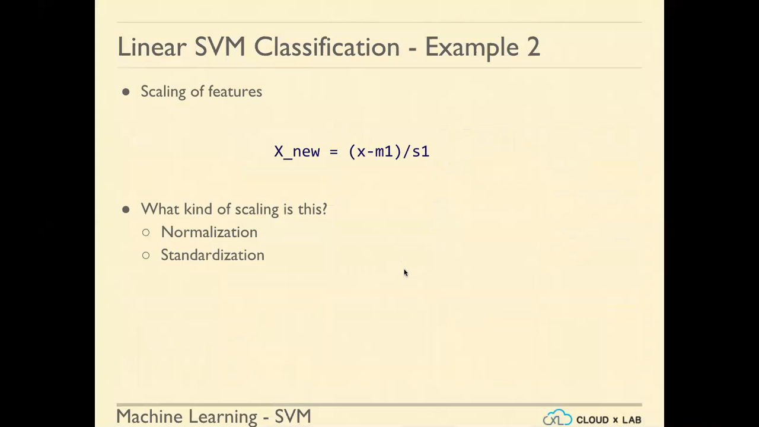So what kind of scaling are we using? Normalization, min-max normalization, or standardization? This is x new is x old minus m1 divided by s1. This is standardization.